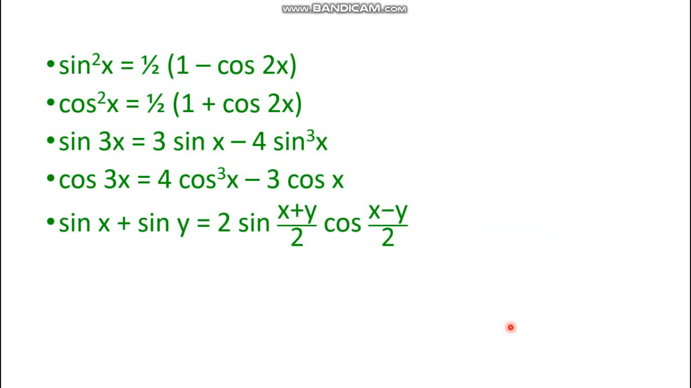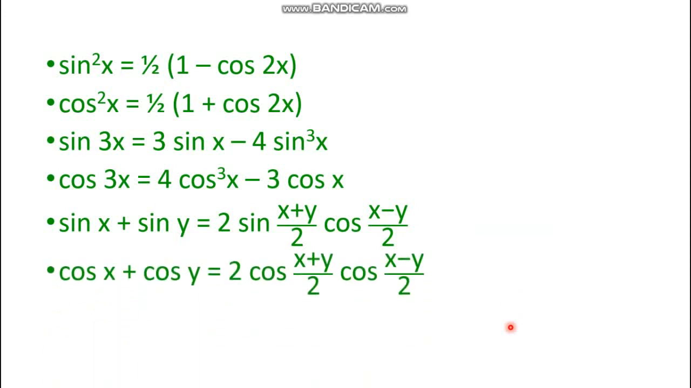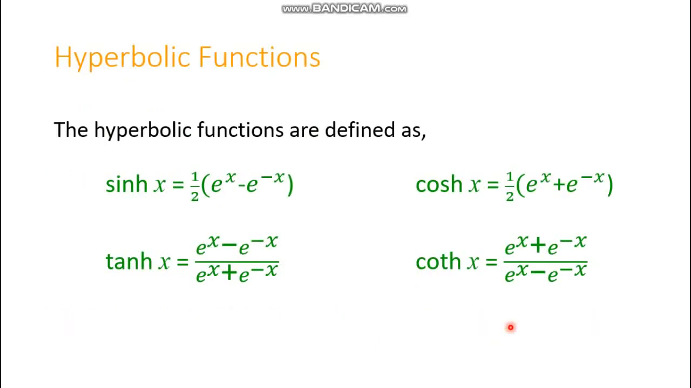Sine x plus sine y equals twice sine of x plus y by 2 into cos of x minus y by 2. Cos x plus cos y is equal to 2 into cos of x plus y by 2 into cos of x minus y by 2. Cos x minus cos y equals twice sine of x plus y by 2 into sine of y minus x by 2, or it is also equal to minus twice sine of x plus y by 2 into sine of x minus y by 2.